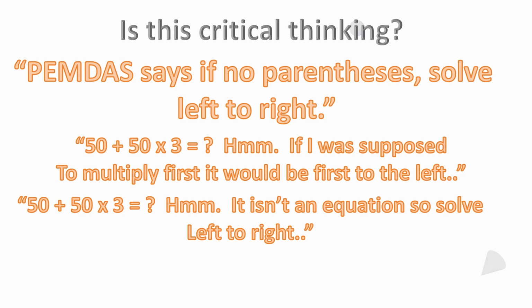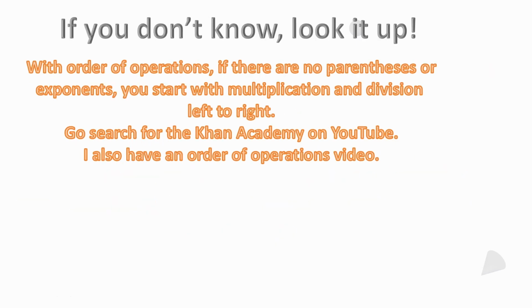And then I'll see things like, well, if I have 50 plus 50 times 3 equals something, if I was supposed to multiply that first, it would have been written first. The multiplication would have been written first. Or I'll see things like, well, 50 plus 50 times 3 equals something. That's not an equation, so just solve it left to right. These are examples of not using critical thinking. It's misapplying what you think the conventions or rules might be, but you're wrong. If you don't know, look it up. That's what I always say.